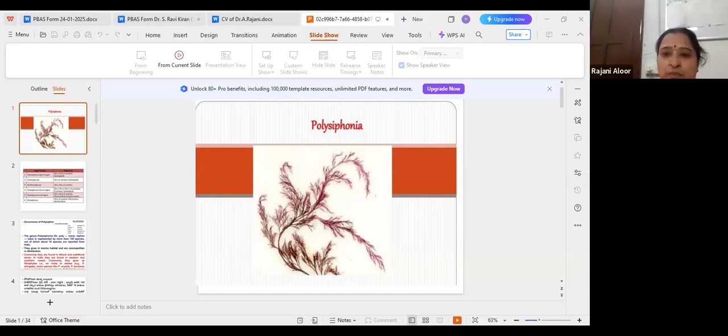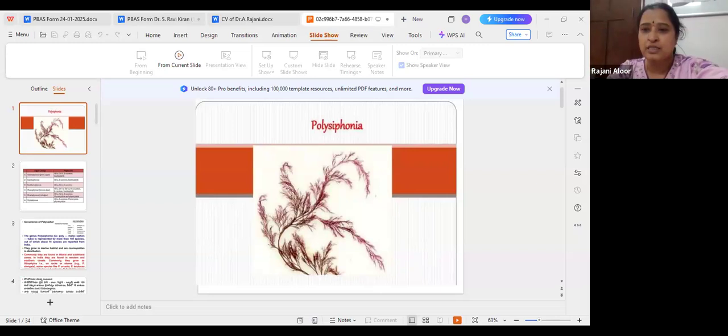Yeah, see here, the PPT is clear. Classification, children. First, the class is Rhodophyceae. The subclass is also very important. Many times they ask the subclass for Polysiphonia. That is Florideae. What is the subclass? Florideae. Order also important: Ceramiales. The family is Rhodomelaceae, and the genus name is Polysiphonia.